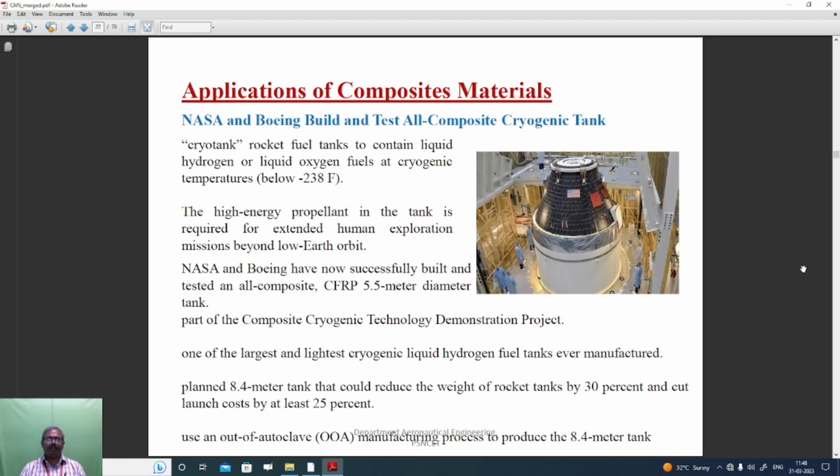NASA and Boeing have now successfully built and tested an all composite CFRP 5.5 meter diameter tank. It is part of the composite cryogenic technology demonstration project, one of the largest and lightest cryogenic liquid hydrogen fuel tanks ever manufactured. The planned 8.4 meter tank would reduce the weight of rocket tanks by 30% and cut launch cost by at least 25%. Using an out of autoclave manufacturing process, they produce the 8.4 meter tank.